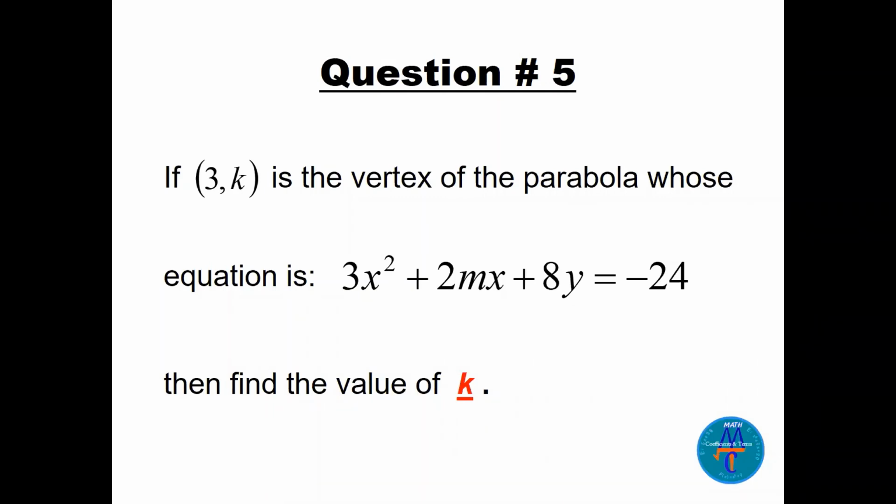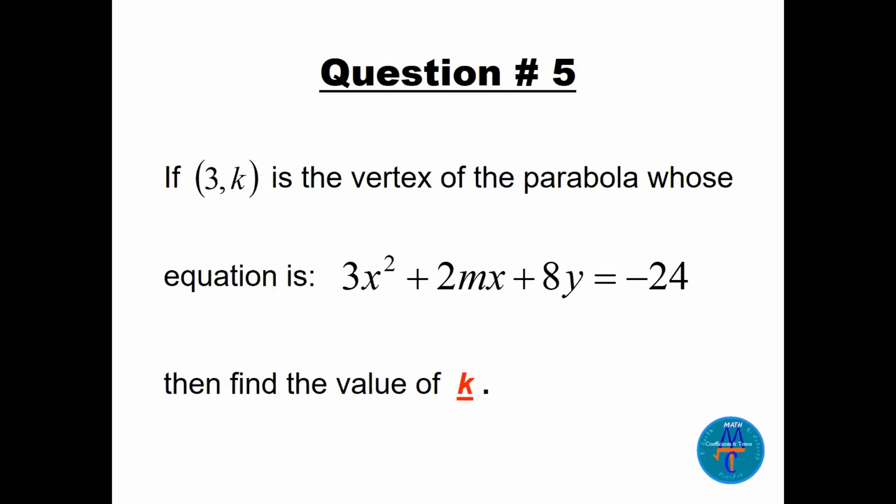Just try to read it together, please. If 3k is the vertex of the parabola whose equation is 3x squared plus 2mx plus 8y equals minus 24, let's find the value of the k. To find the value of the k, this is the vertex, easy.